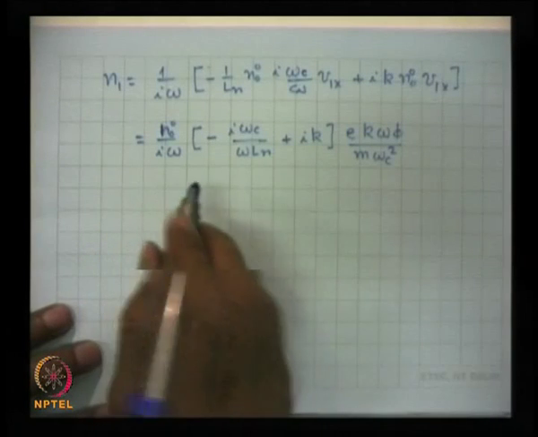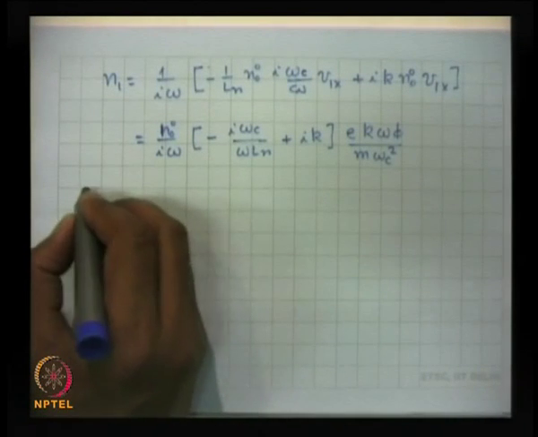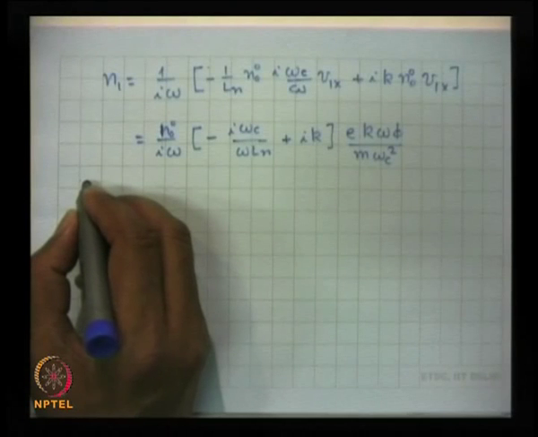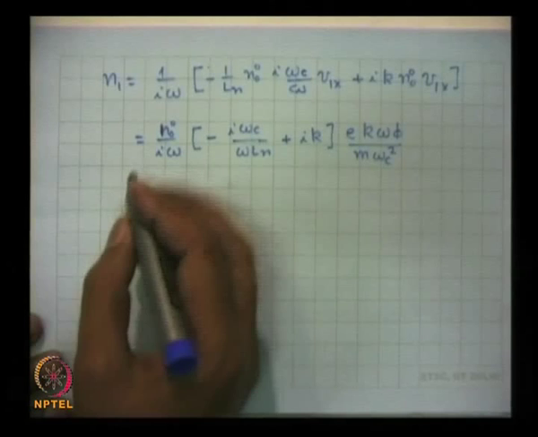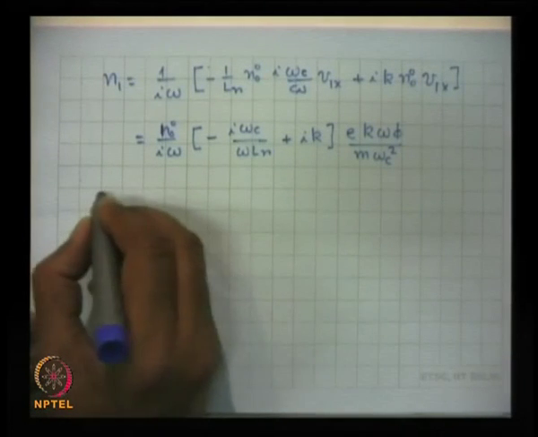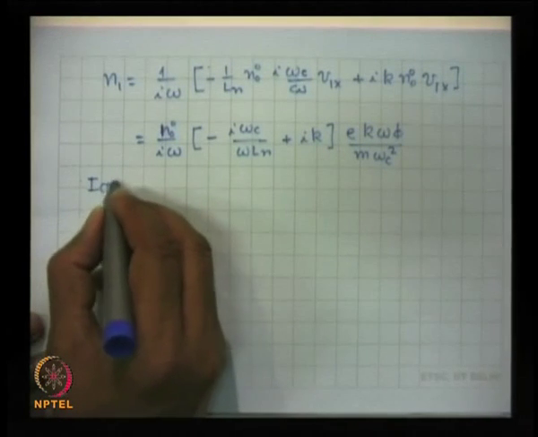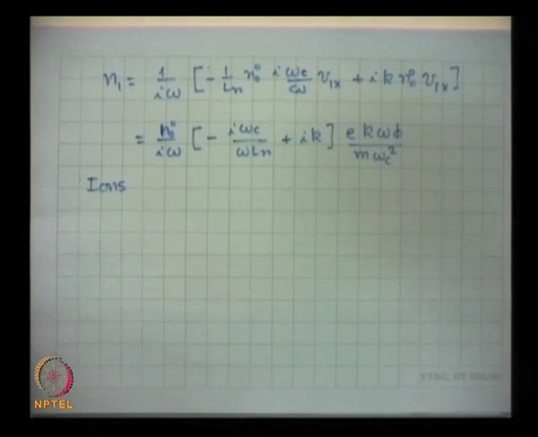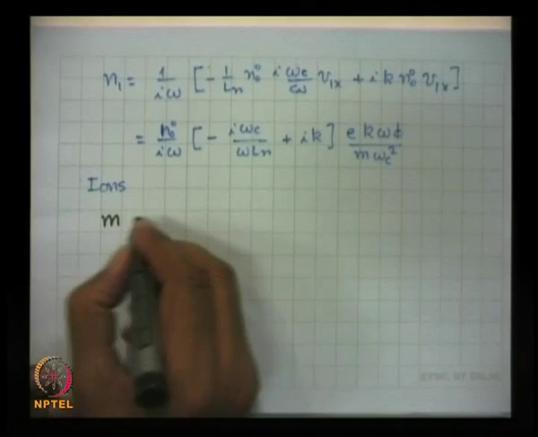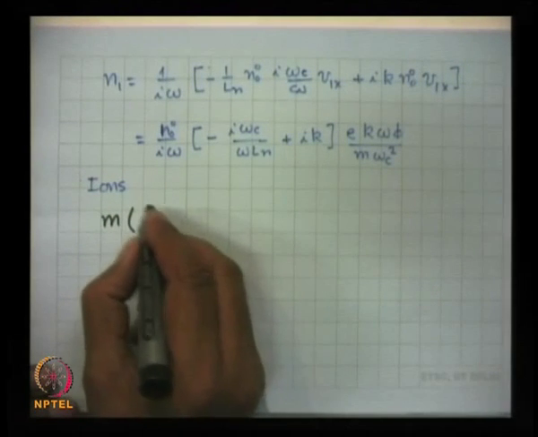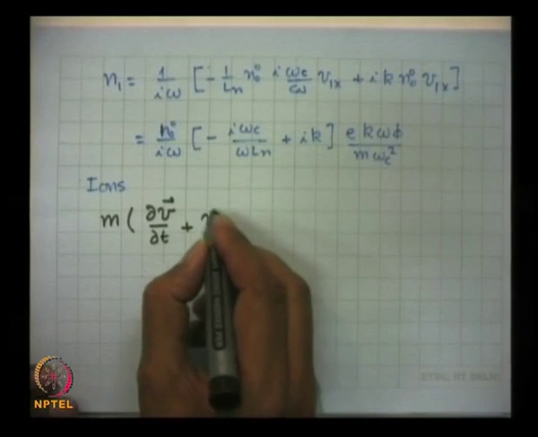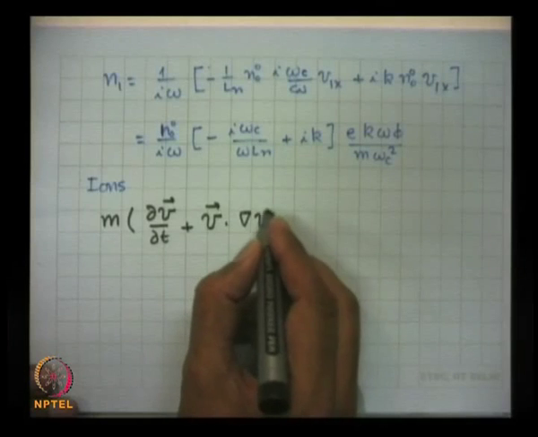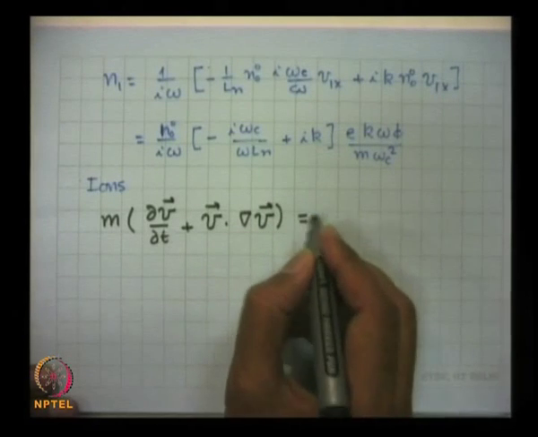Then I must calculate the perturbed ion density. So, for the ion response, I have to retain the effect of V0 because the DC drift is there. So, for ions, my equation of motion will be different. This is m delta V by delta t plus V dot del V is equal to this ion motion.